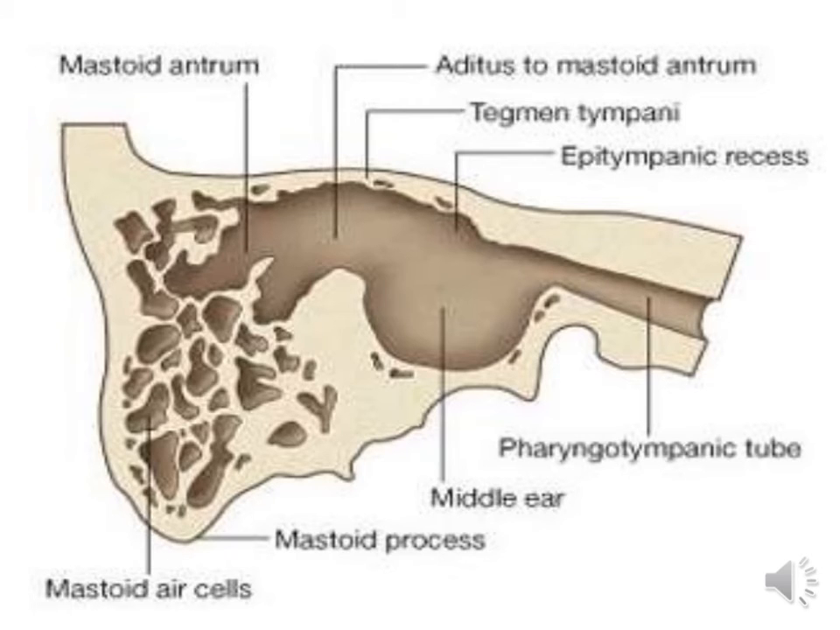This figure shows the mastoid air cells, the mastoid antrum, and its connection with the middle ear by the aditus to the mastoid antrum.